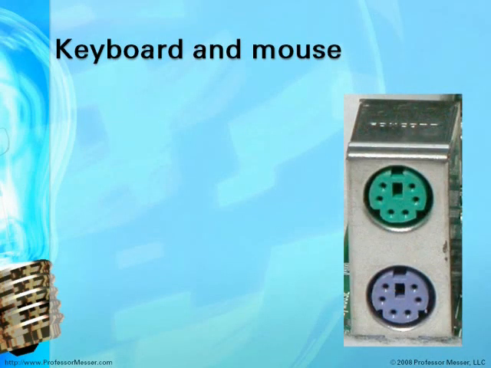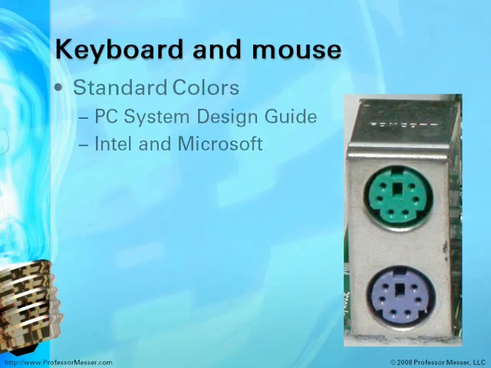Here are two ports you're going to find on some legacy systems. You really don't see these too much on the newer systems. The newer ones tend to use USB connections, but you'll find these keyboard and mouse connections. One thing you'll notice is that they've got colors associated with them. These are standardized colors, and they come from something called the PC System Design Guide. This was created by Intel and Microsoft so that they could create motherboards and systems that all had similar connections. The colors were connected.